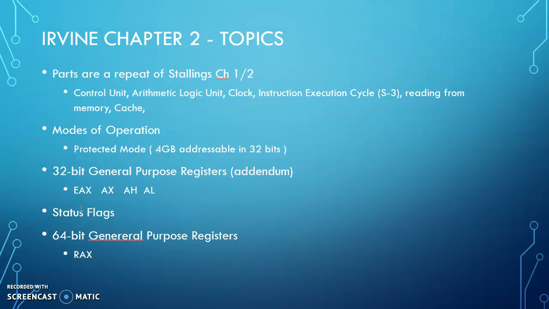The 64-bit general purpose registers, that's my typo. RAX is a 64-bit register. EAX is the lower 32 bits of that 64-bit register. And then AX would be the lower 16 bits of that 64-bit register. We'll see a slide later that talks about the additional general purpose registers that are available.